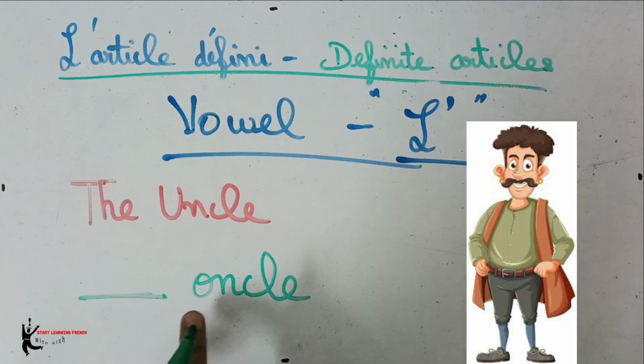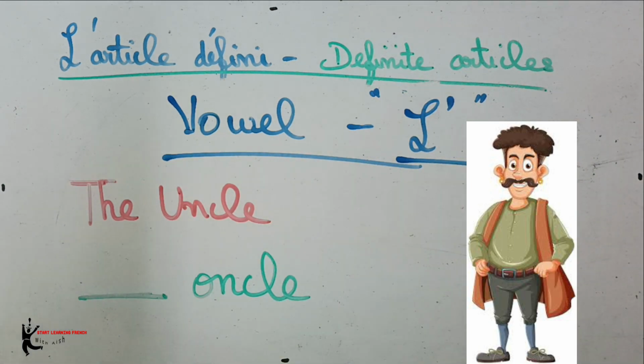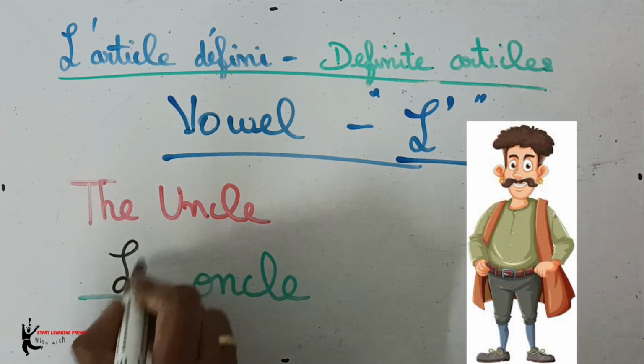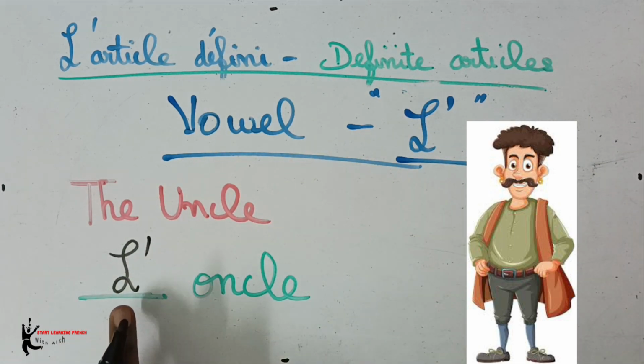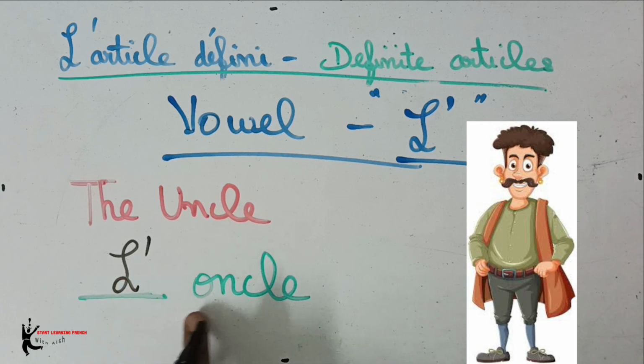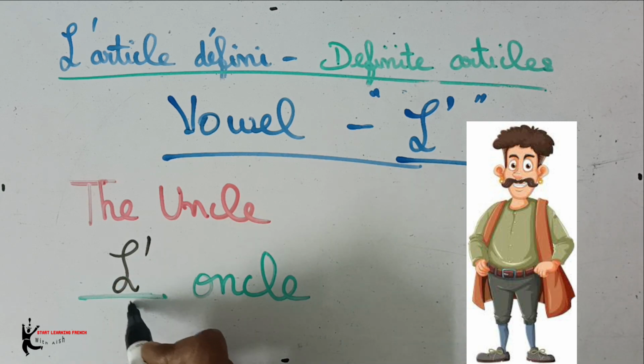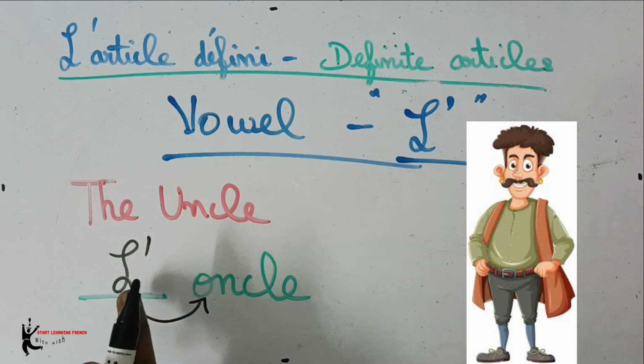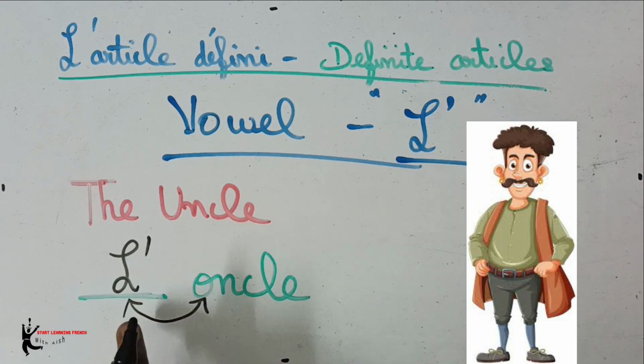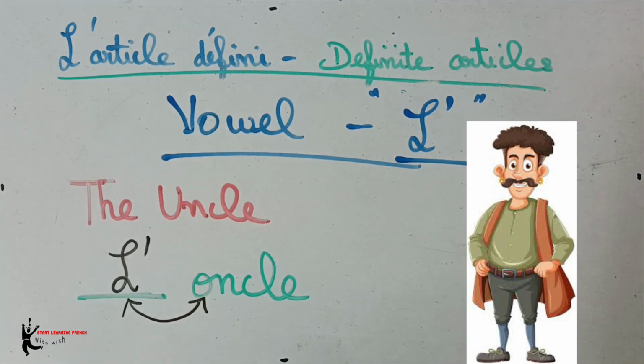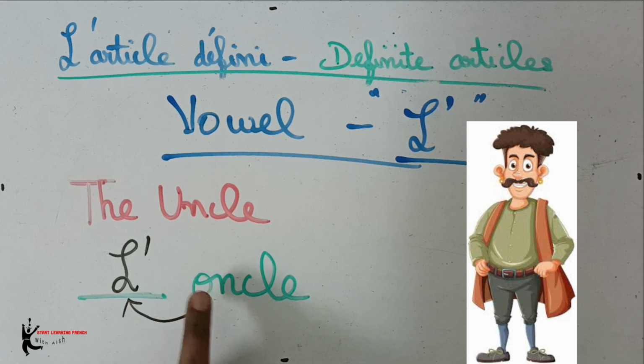Oncle. It starts with a vowel, O, no? So what article do you have to use? You have to use the definite article L apostrophe. L'oncle. You have to pronounce L and O together. How to pronounce the vowel along with the L, together: l'oncle. L'oncle.